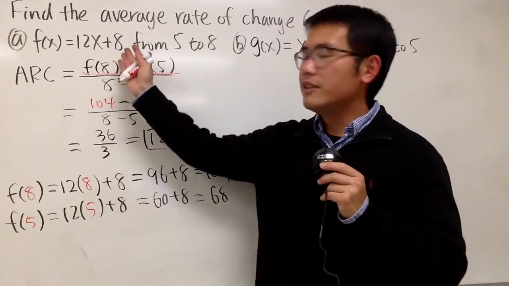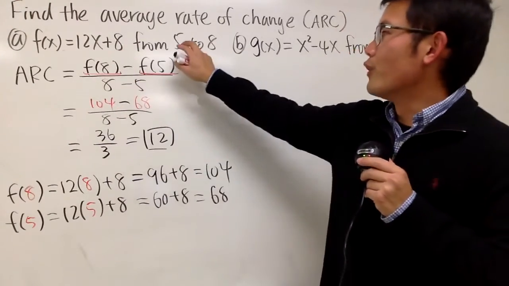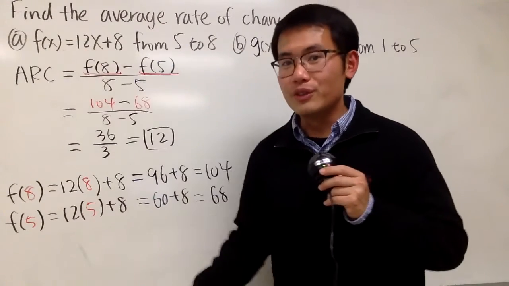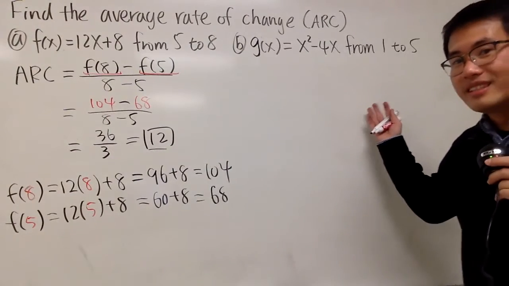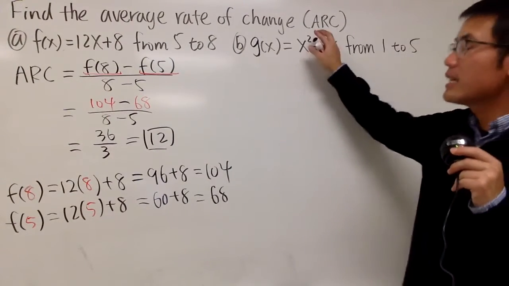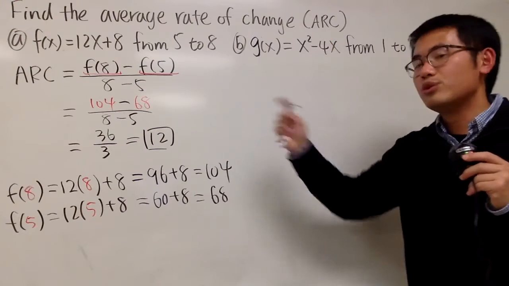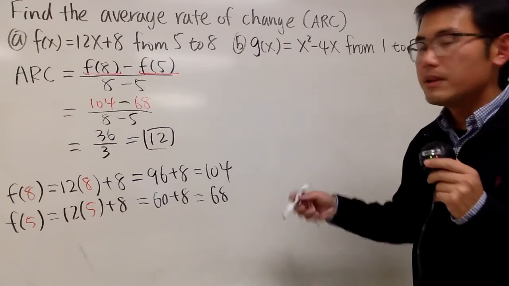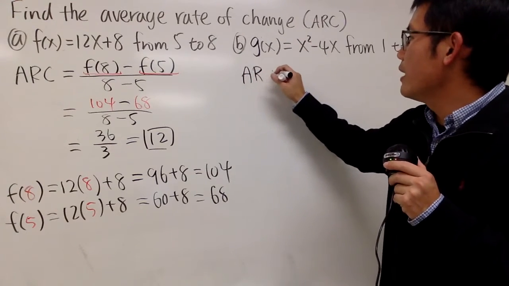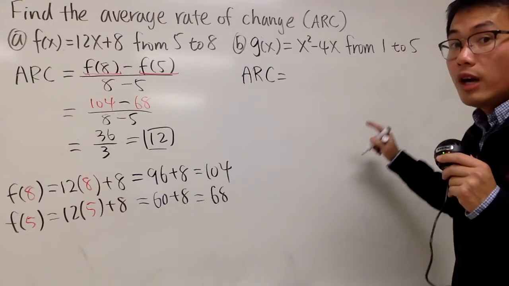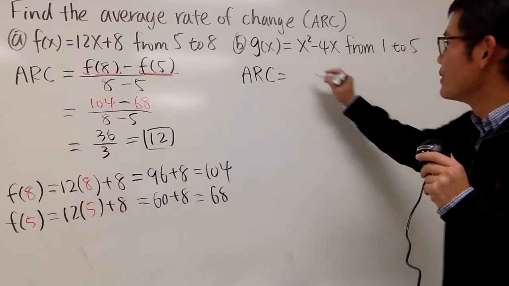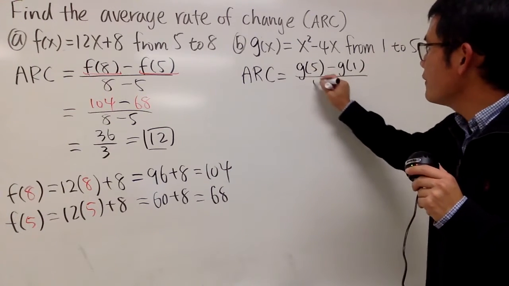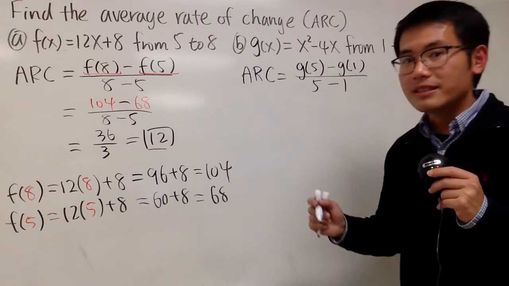In fact, whenever you have a linear function, it does not matter where you go from to where you end. The average rate of change is always the coefficient of the x. However, it's a different scenario for this one though, because we have x to the second power minus 4x. So we really do have to know the formula. Anyway, here we go. This right here is about g, so that's a name. Anyway, I will still put down ARC for the average rate of change. We are going from 1 to 5. So we put down g of 5 minus g of 1 divided by 5 minus 1. So this right here will be the setup.